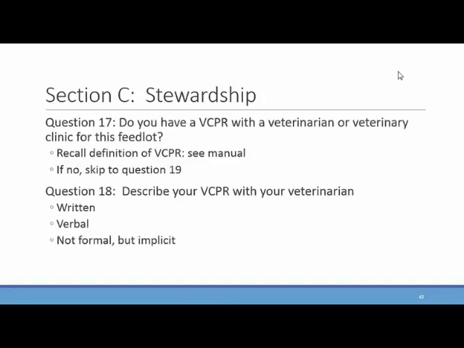Okay, so we're going back then to the VCPR information, and here we have some definitions for it. So we are in the manual on page 73, and again we're close to the bottom of page 12 in the questionnaire. And here we ask, do you have a VCPR with a veterinarian or a veterinary clinic for this feedlot? And the definition of a VCPR is in the manual, and it was, again, in the previous slide, the AVMA definition, but the FDA definition is in the manual in case the producer wants to know more about what a VCPR is.